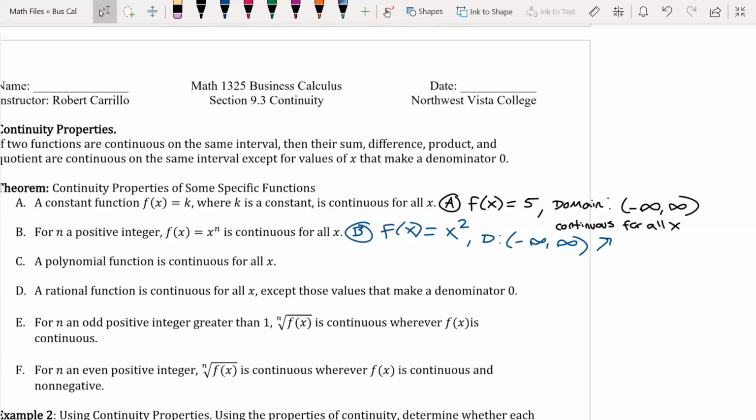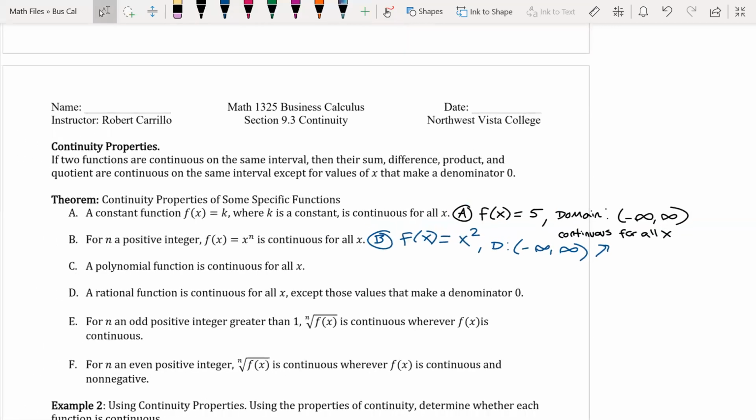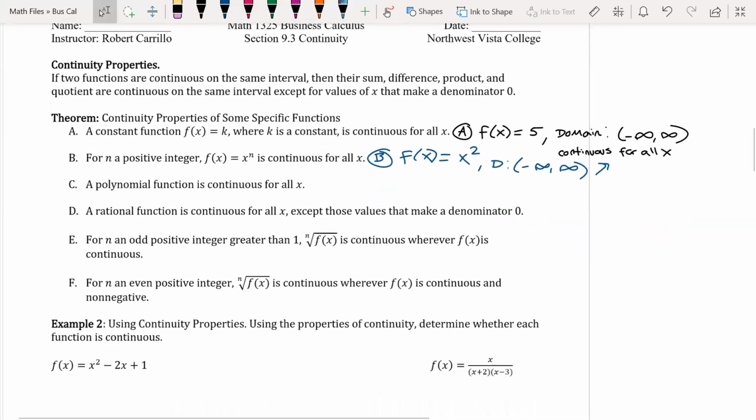All right. So that's A, and that's B. And now C is just going to be like A and B. A polynomial function is continuous for all values of x. So here we have to know, what does it mean to be a polynomial? Does anybody know what it means to be a polynomial?